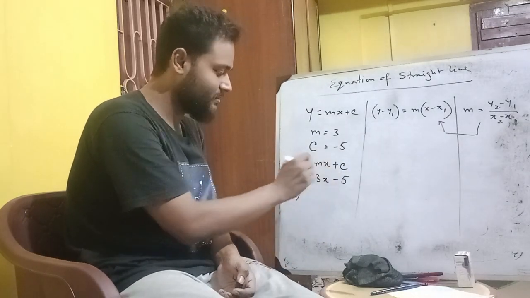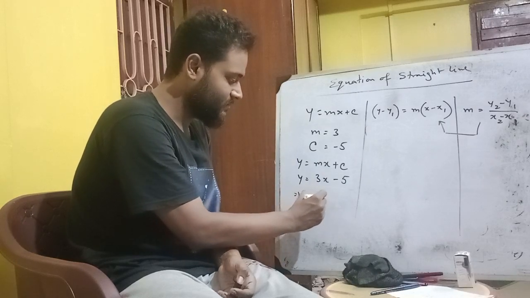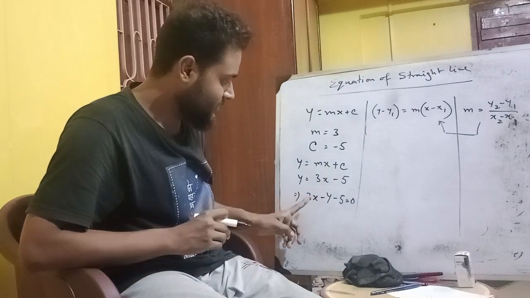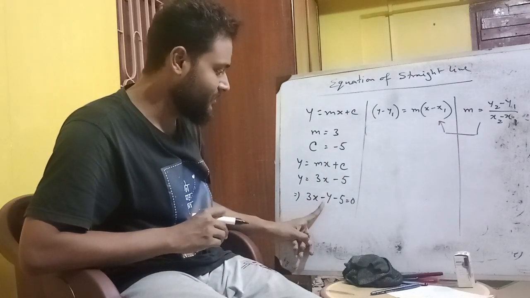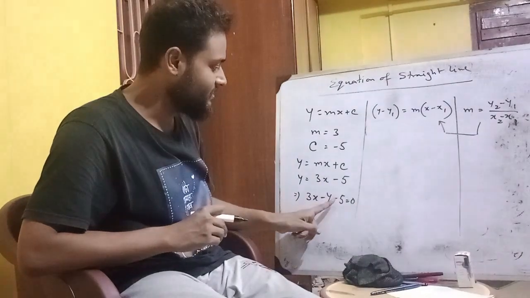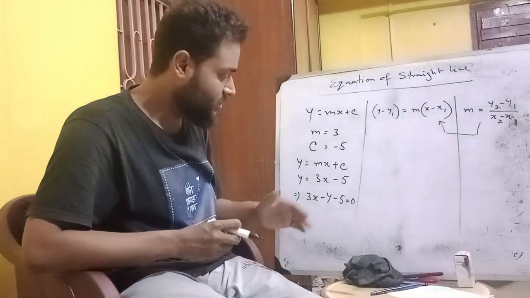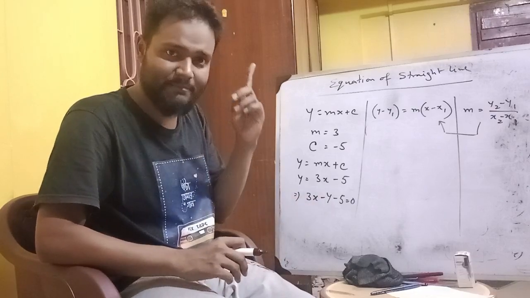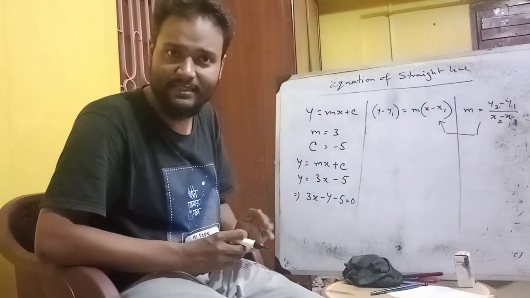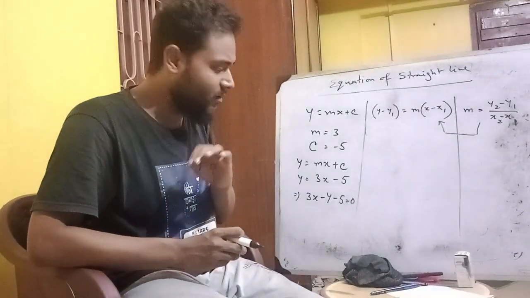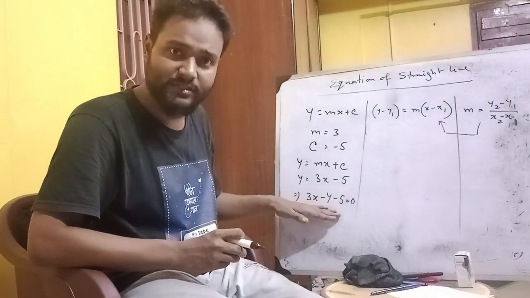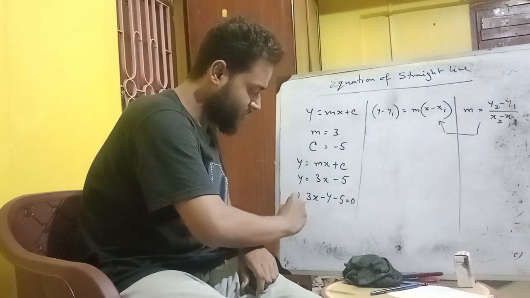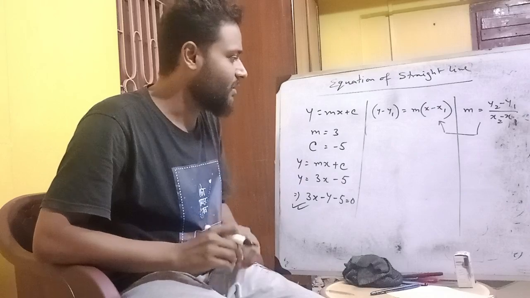By changing the side, we can write it like this, that is 3x minus y minus 5 equal to 0. See, it's nothing but the simultaneous linear equation from your class 9 chapter. So we already have seen this type of equation. So this was the answer of this part.